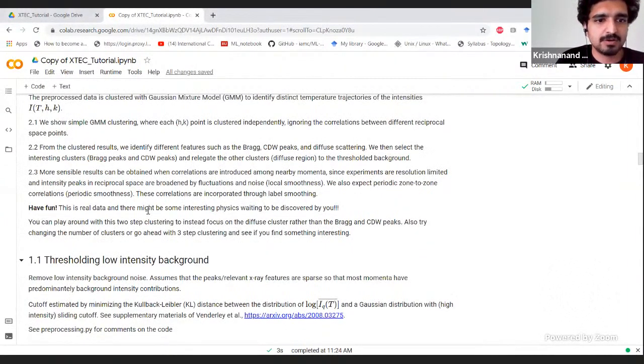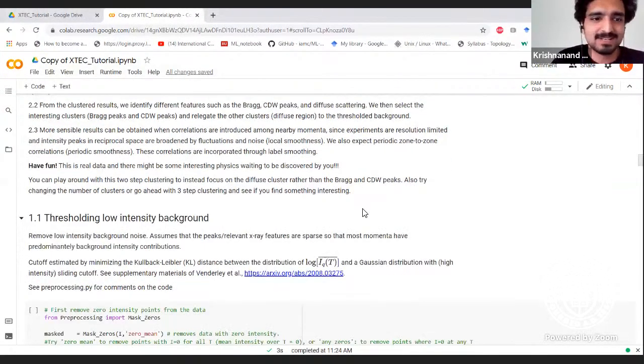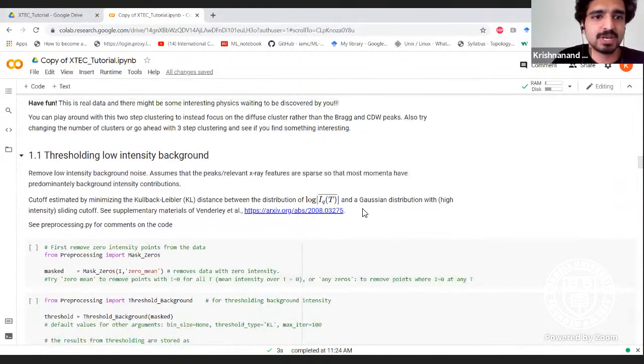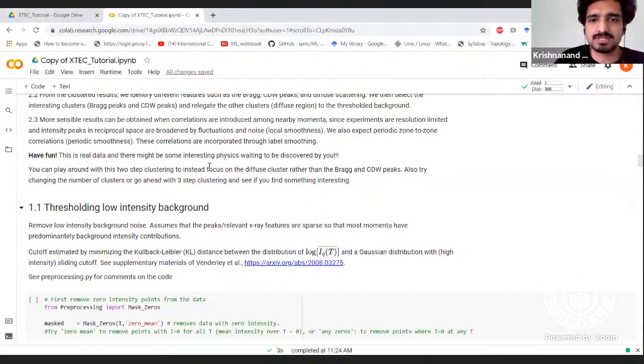And you can play around a lot with this data. Remember, this is real data from a real object. So maybe there is some new physics that you can discover by playing around with the data. So have fun. What you can do is change the number of clusters or change the pre-processing and the clustering schemes and see what you can do.